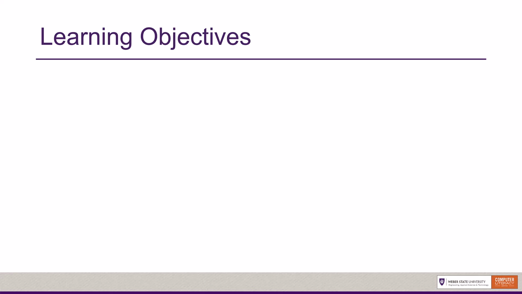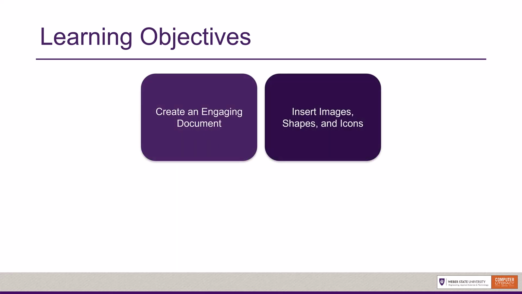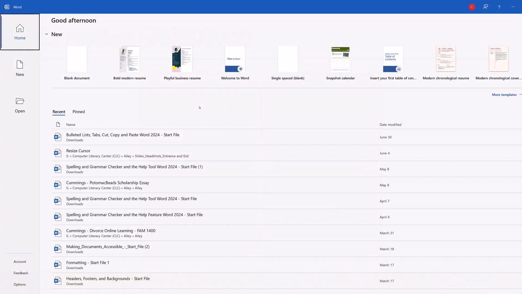In this video, you will create an engaging document in Microsoft Word by inserting images, shapes, and icons. You will then organize the document by editing these elements. If you'd like to follow along with the instructions, download the image attached to this video. To get started, open Microsoft Word.